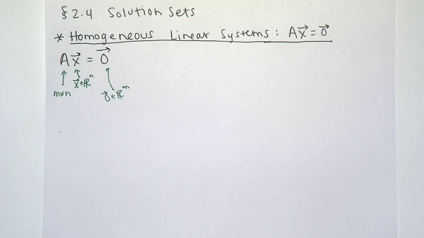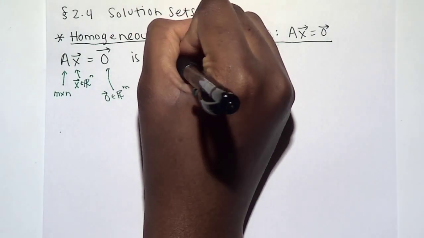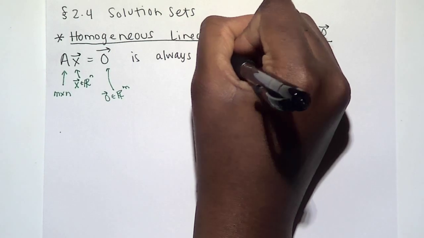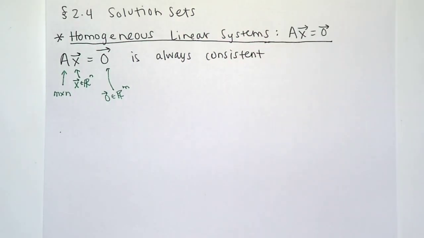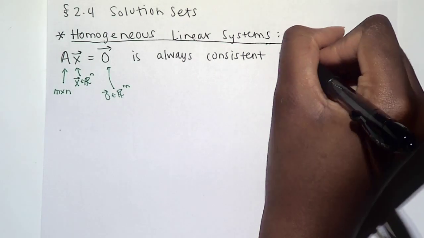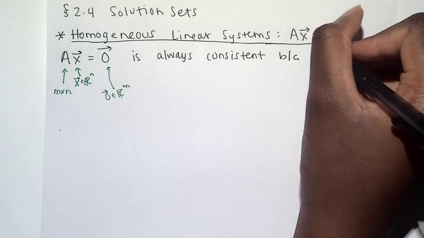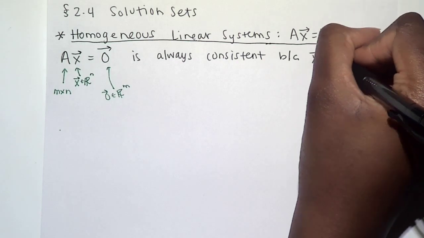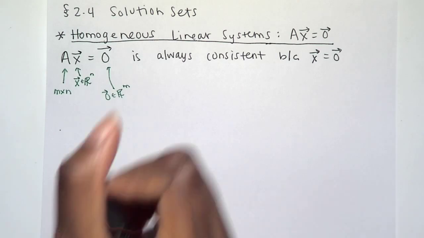All right, so this system, Ax equals 0, is always going to be consistent. Why? Because you can always solve it. x equals 0 will always work, because x equals the 0 vector is always a solution.